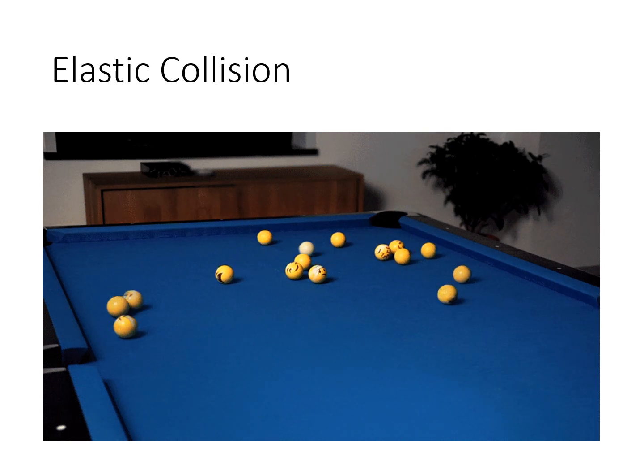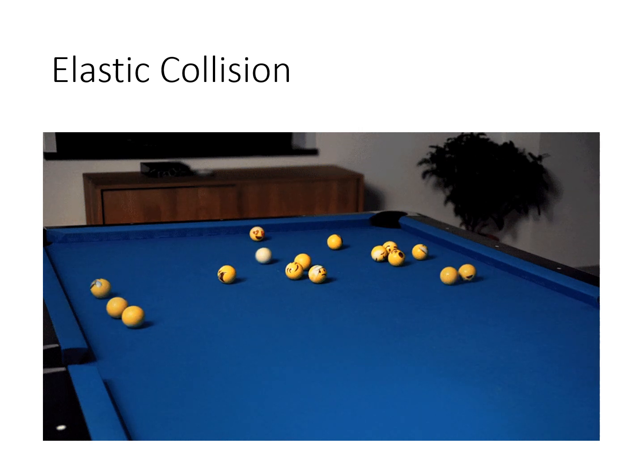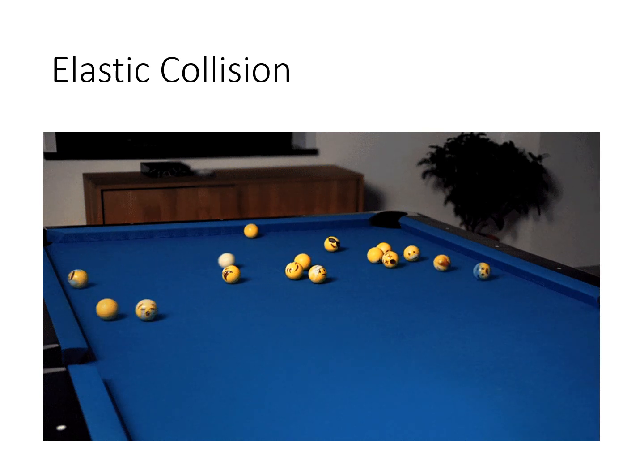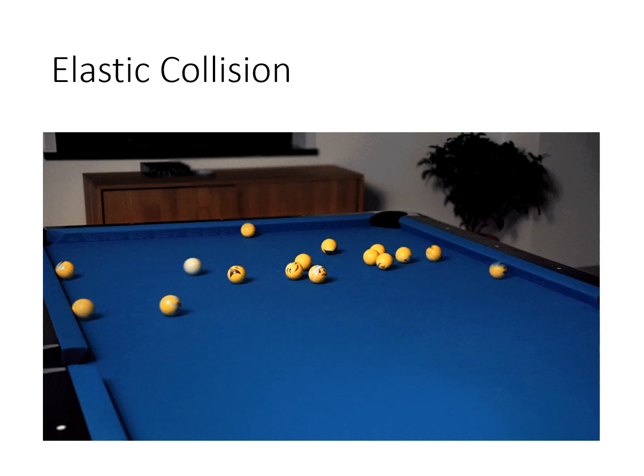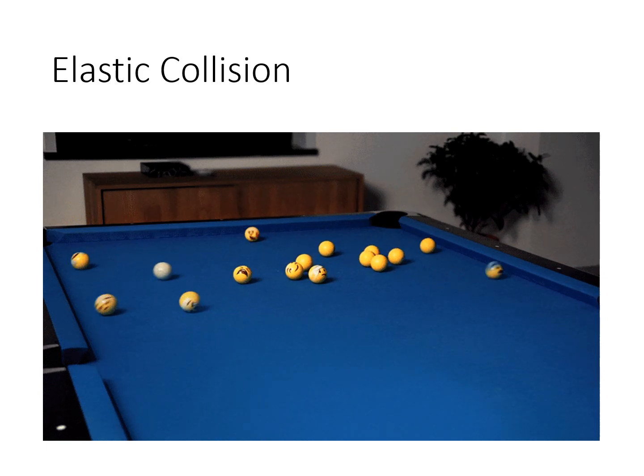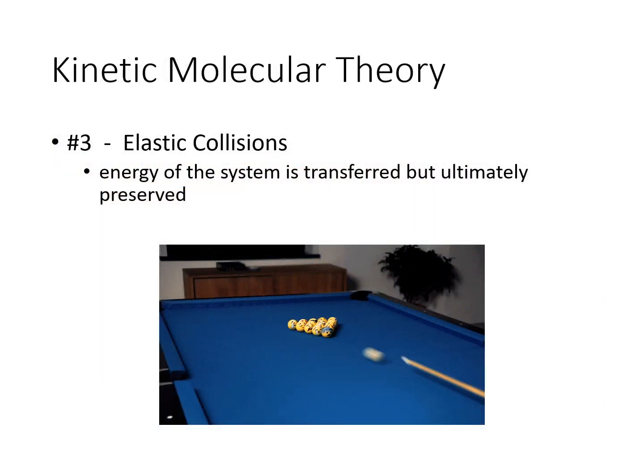And this is what happens to gas molecules when they fly about and collide with each other and various surfaces. The motion doesn't stop. It just gets transferred elsewhere within the system. And ultimately, there's not a big loss of energy out of the system as a result of collisions. So from our newly gained understanding of elastic collisions, from our example with the pool balls, the third postulate of kinetic molecular theory states that because the collisions of gas particles are elastic, the energy of the system is transferred but also preserved.